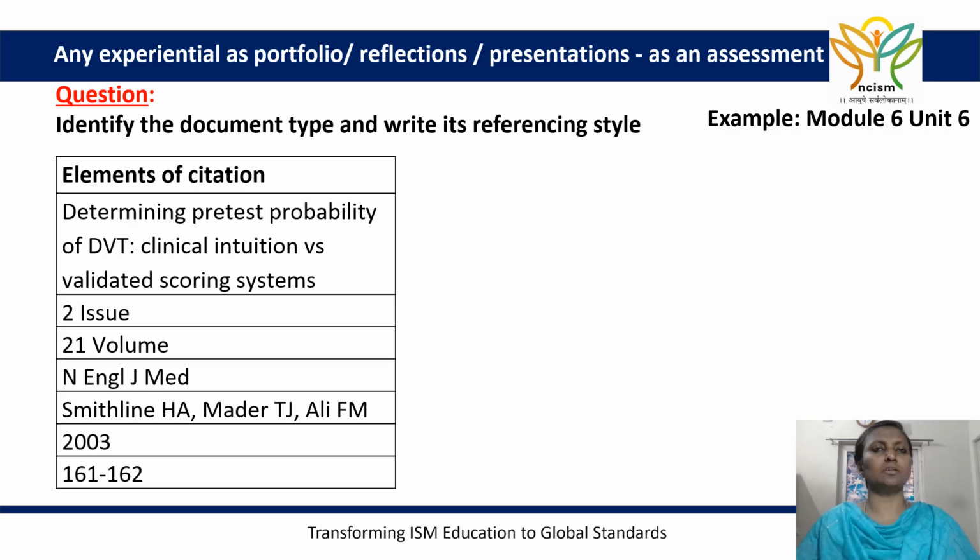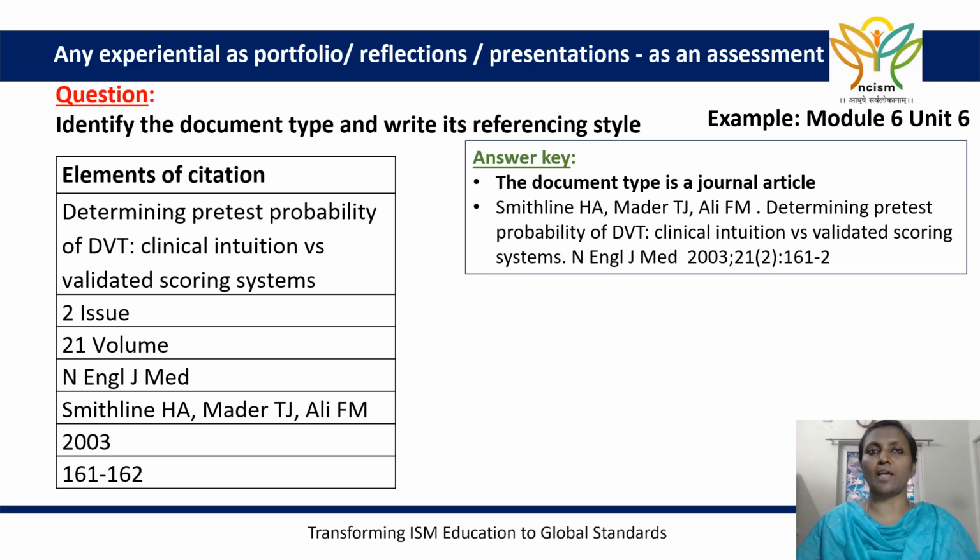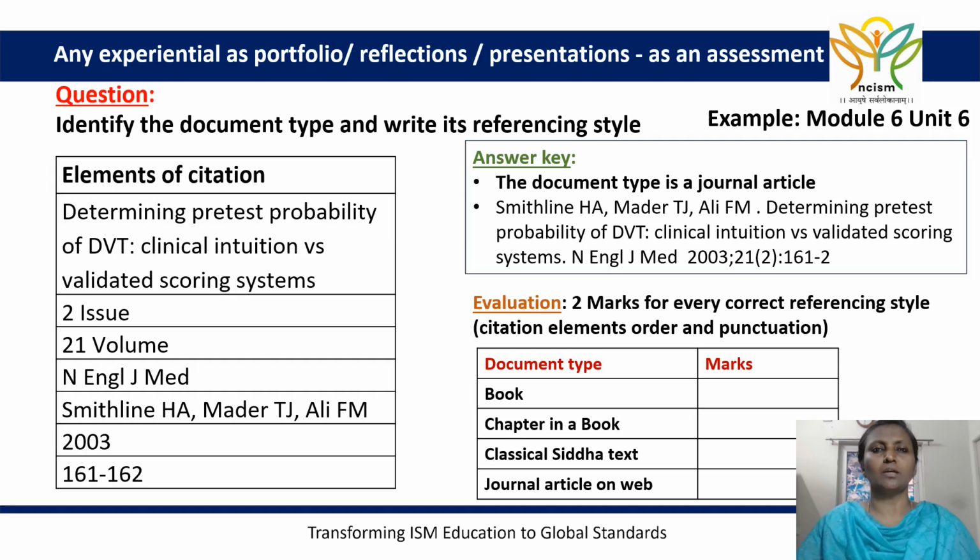Here, information about a journal article has been given, and the question will be to identify the type of document and write its reference style. And the answer key should look like this. The student needs to write that the document type is a journal article, and they should also write the respective referencing style. During evaluation, 2 marks can be given for every correct reference style.